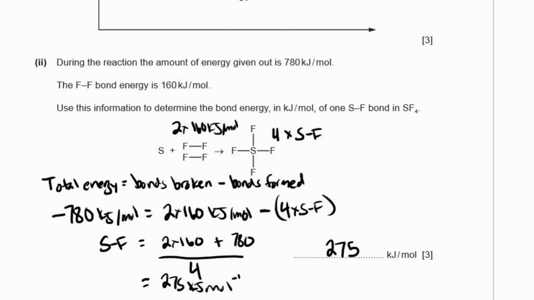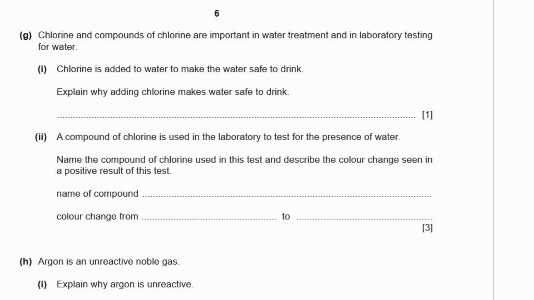All right. G. Chlorine and compounds of chlorine are important in water treatment and in laboratory testing for water. 1. Chlorine is added to water to make the water safe to drink. And explain why chlorine makes water safe to drink. Well, the reason why is it kills bacteria. Out of interest, it also evaporates off, so you don't drink chlorine, and so if you let it sit for a little bit of time, even after adding chlorine, you'll be fine to drink it.